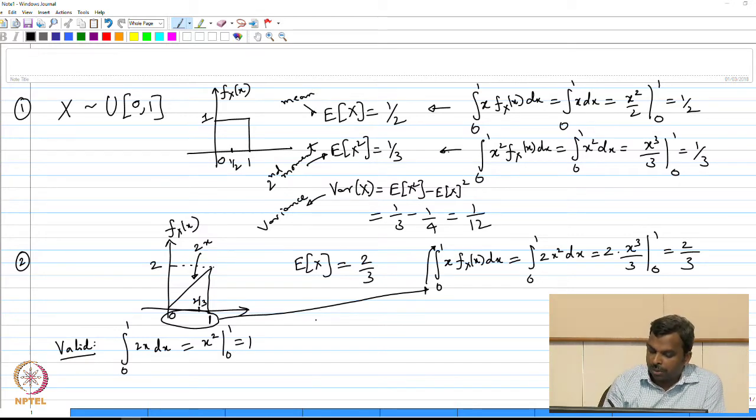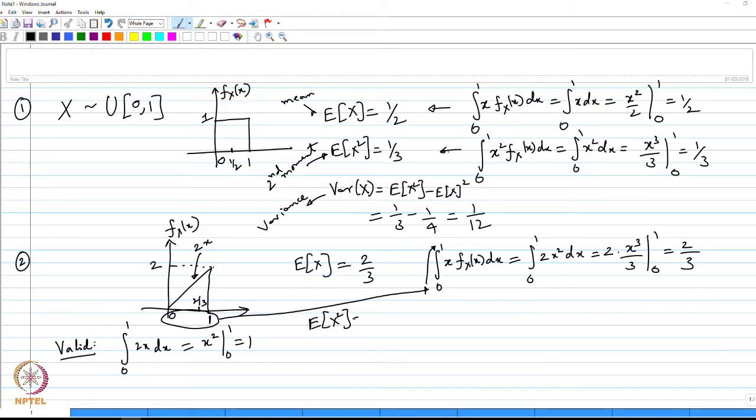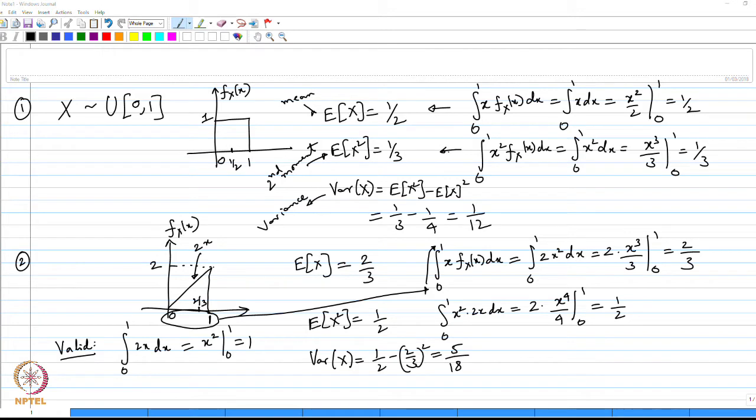Okay, so you can also compute the expected value of x squared here. It will again be a little bit more complicated. It's the integral from 0 to 1 of x squared times f of x, which is 2x dx. So that is 2 times x to the power 4 by 4 between 0 and 1, and that is half. And what is the variance of x? It's half minus 2 by 3 squared. It's half minus 4 by 9, right? So that is 1 by 18. Okay, so that's the variance. You can check this calculation for yourself.